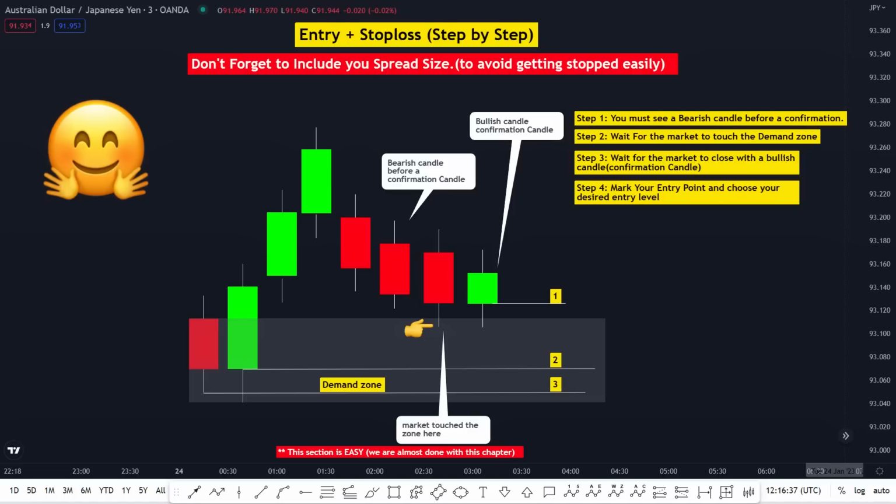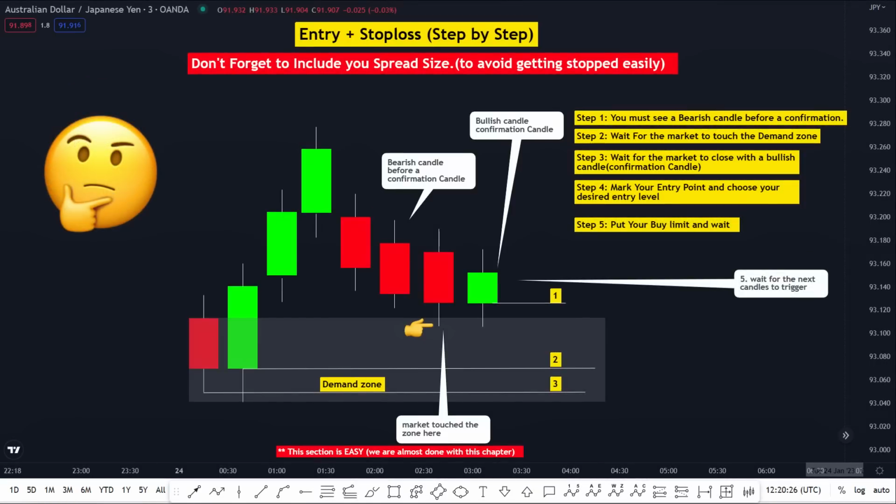Then for sniper entries we can use 2 and 3. 2 being on the open of the bullish candle and 3 being the low of the bearish candlestick. Step 5. You put your buy limit order and then wait for the market to trigger your entries. And also don't forget to put your stop loss to protect your hard-earned money.